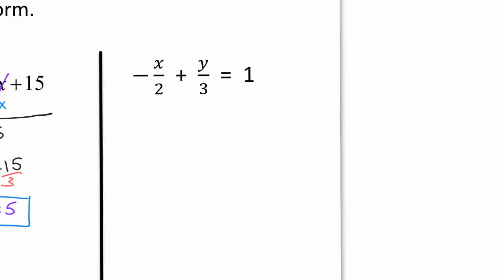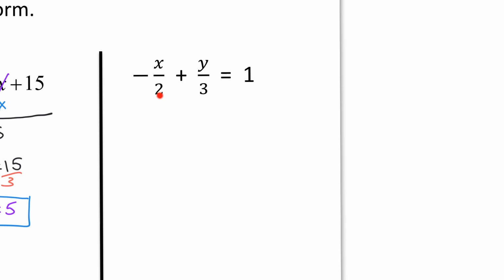Now the next one has fractions and the x is negative. So first of all, we have to get rid of the fractions. If you have fractions in an equation, one way to get rid of them is to multiply by the lowest denominator or the lowest common denominator. I'm saying the lowest common denominator because the denominators are not the same. If the denominators are all the same, you just multiply by that same denominator.